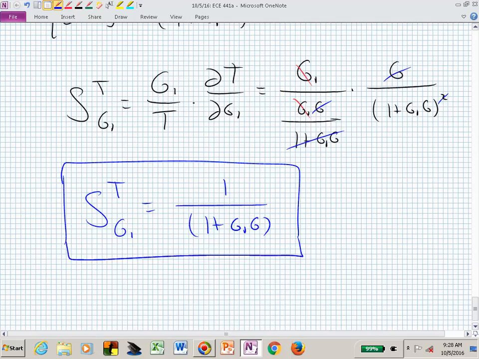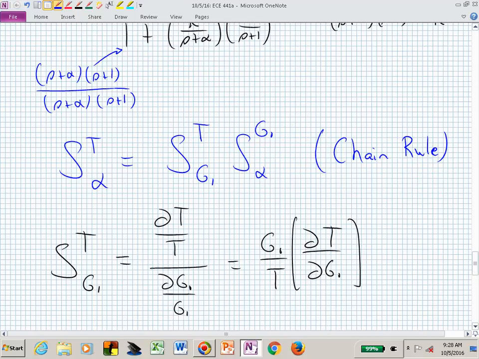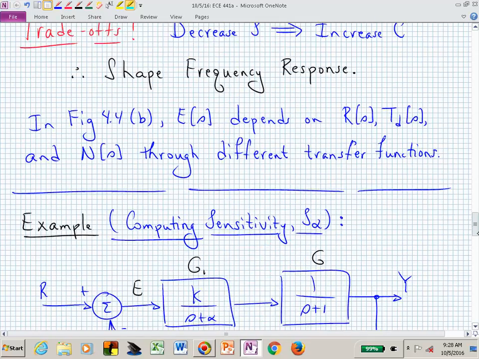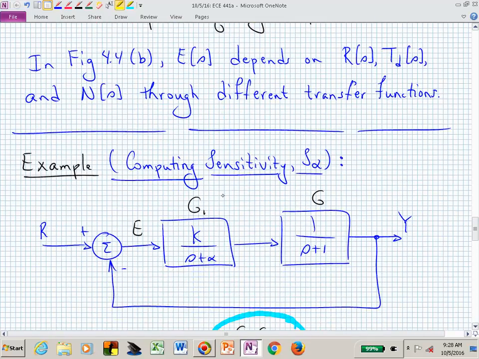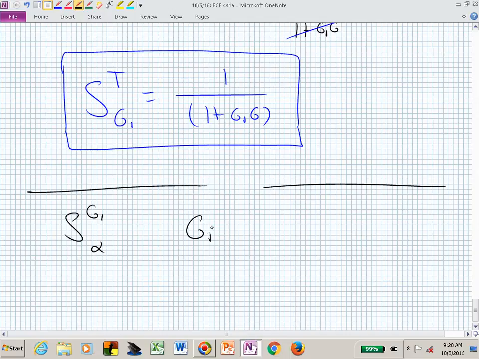Did I miss something? Does that look acceptable? And that's just the first half of our sensitivity chain rule. We now want to look at this, sensitivity of G1 with respect to alpha, and we have G1. G1 is right there. We now want the sensitivity of G1 with respect to alpha, and G1 was this K over S plus alpha.